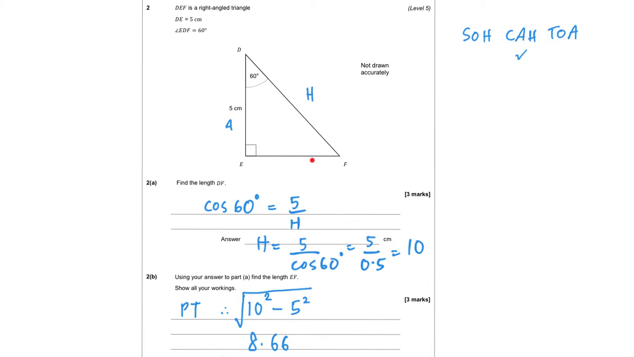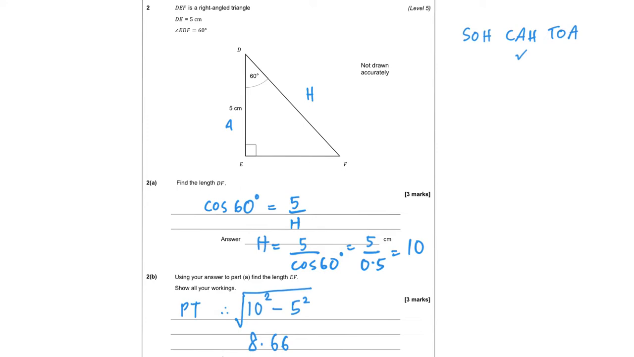All right, so it means that cos 60 equals A over H. Adjacent is 5 and hypotenuse is DF, or label it here as H. And H will be 5 divided by cos 60. Cos 60 is 0.5. 5 divided by 0.5 is 10. So the length of DF is 10.